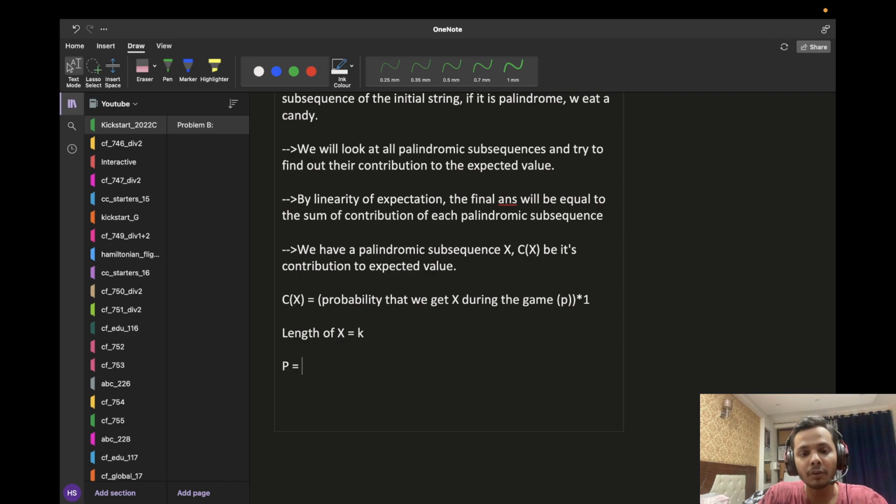So for p, probability is basically the number of favorable ways divided by the total number of ways, right? So number of favorable ways.